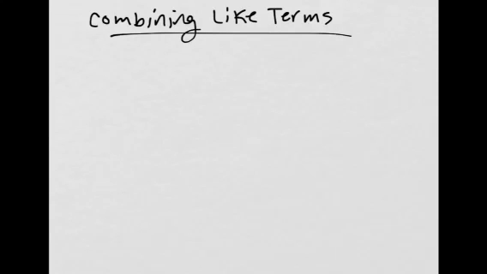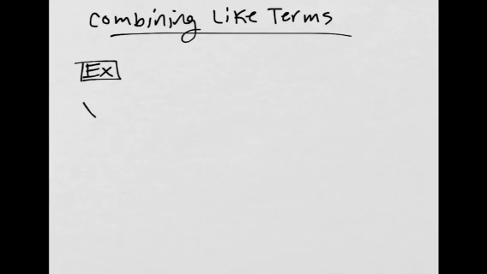So, like terms. What are like terms? They are terms that have the same exact variable to the same exact exponent. So, if there are no exponents on any of the variables, they could be like terms. I'll give you some short examples.